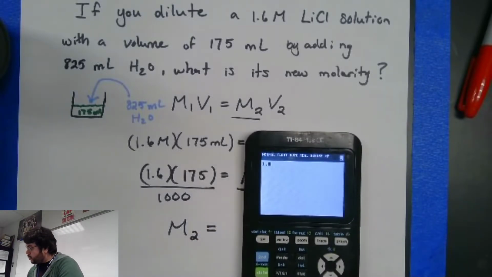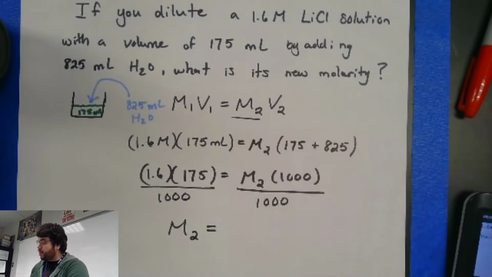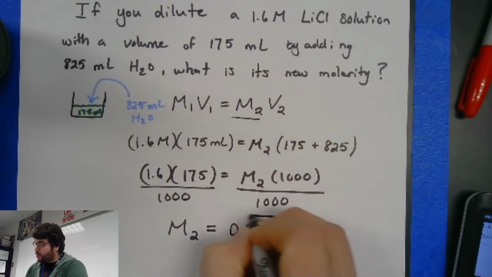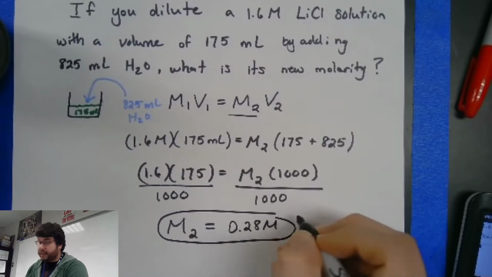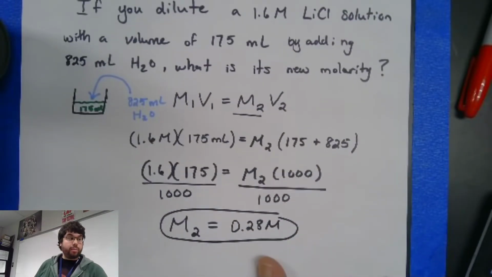So 1.6 times 175 divided by 1,000 equals 0.28. So the solution's molarity after adding all that water is 0.28 molar. And that's it. That's dilution, really. Let me do one more problem with that.